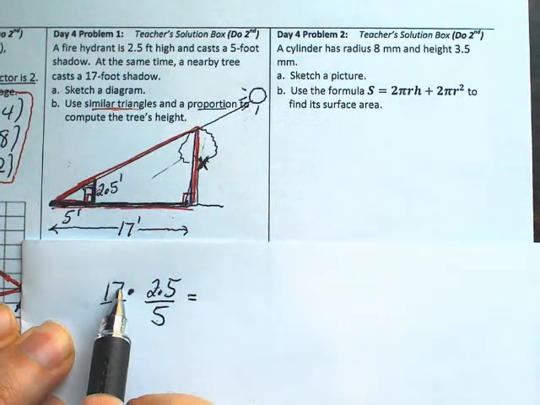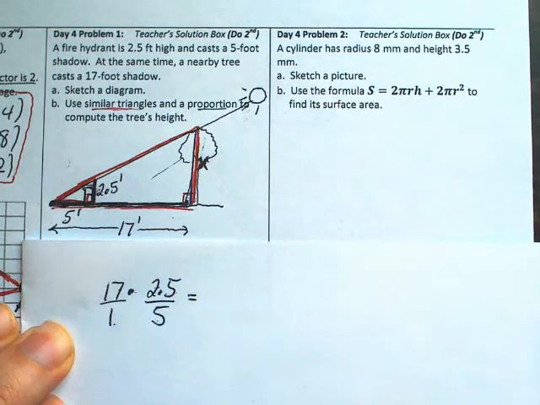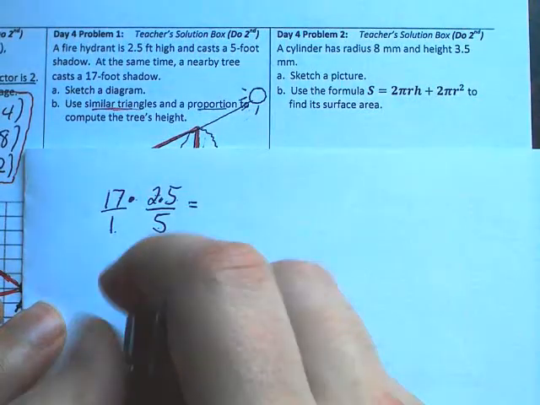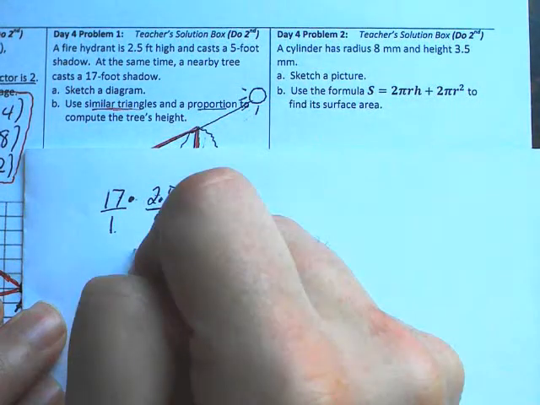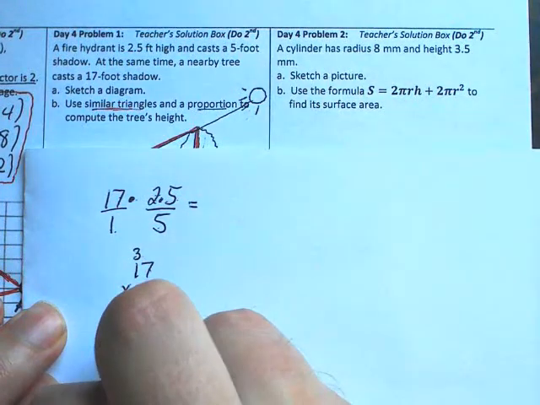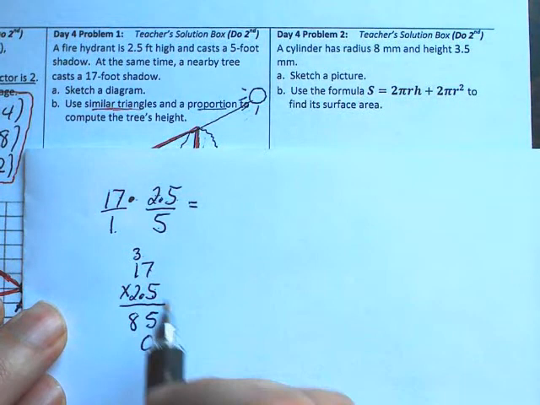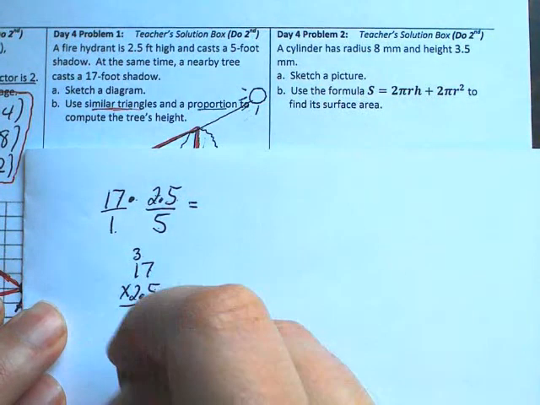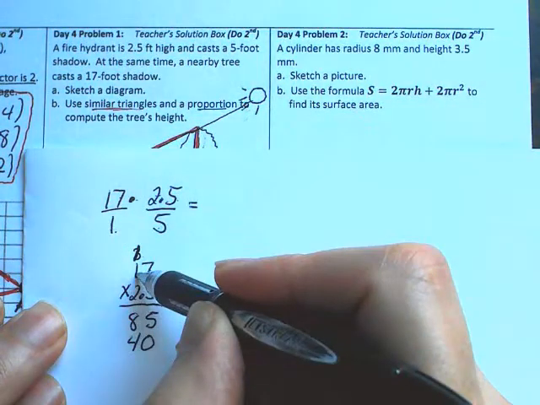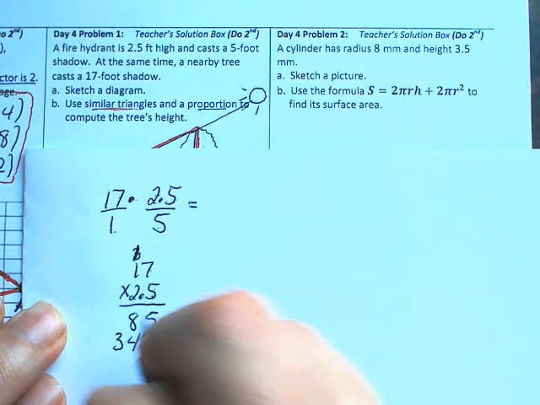And across the top now, 17 times 2.5. So 17 times 2.5. 7 times 5 is 35. Write the 5 and carry the 3. 1 times 5 is 5, plus 3 is 8. Start the next row with a 0. 2 times 7 is 14. Carry the 1. 2 times 1 is 2, plus 1 is 3.